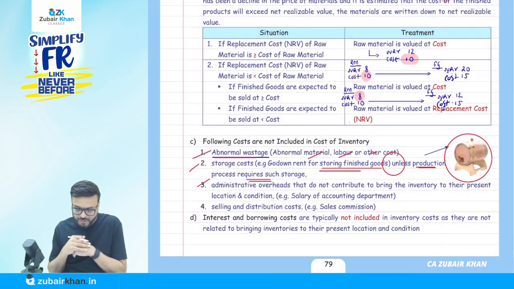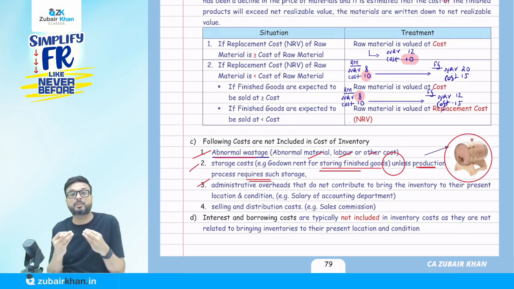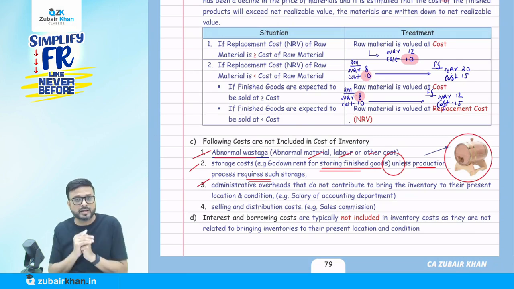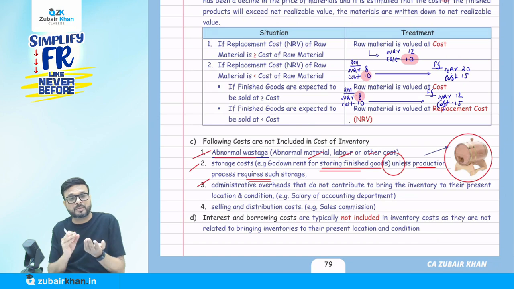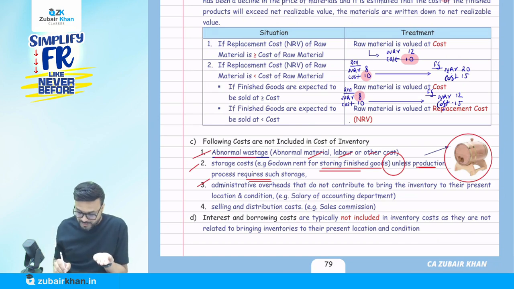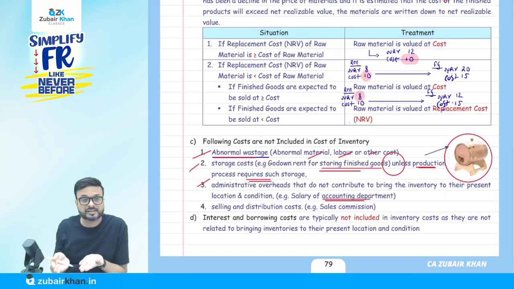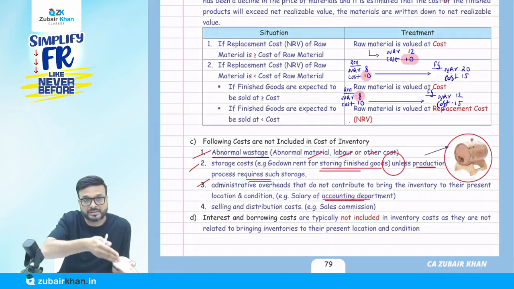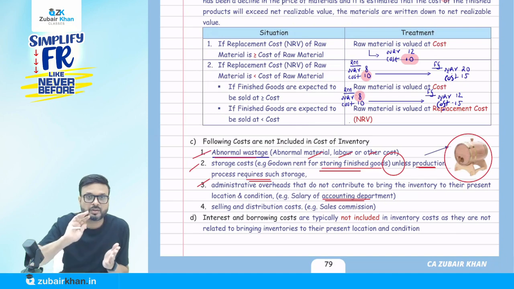Third is the administrative overhead that does not contribute to bringing the inventory to its present location and condition. So we incur administrative expense, but not for the purpose of bringing the asset to its present location and condition. Example, the salary of the accounting department has nothing to do with bringing the inventory to its present location and condition, so it will also not be included.